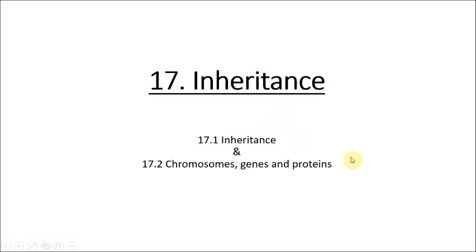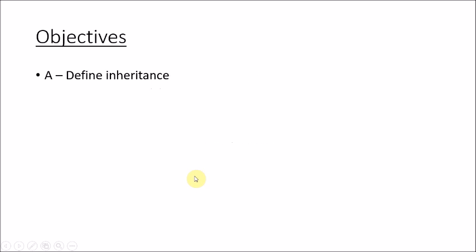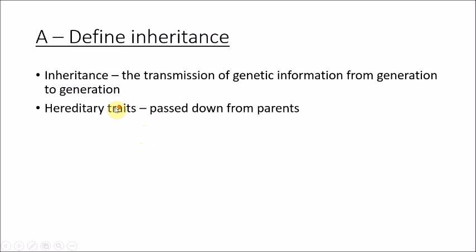Hi there, this topic is topic 17, it's inheritance. And for this part we're going to look at inheritance 17.1 and 17.2, which is talking about chromosomes, genes and proteins. The first thing we've got to look at is defining inheritance.